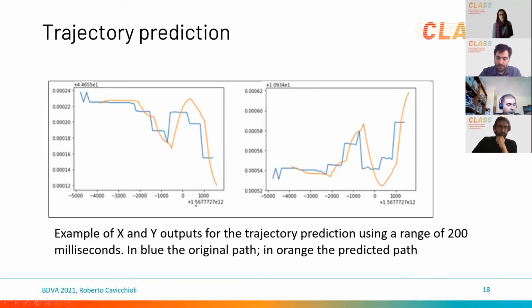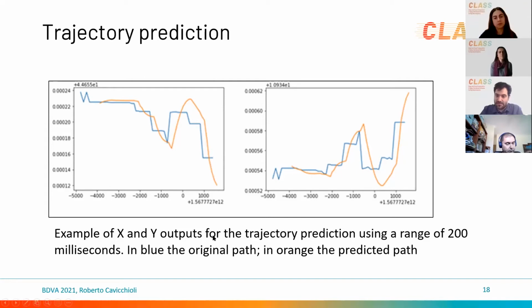Here is an example of the X and Y output of the trajectory prediction, so the GPS X and Y, using a range of 200 milliseconds. In blue, there is the detected path, and in orange, the predicted path. As you can see, the prediction starts only after a while, because we need to instantiate the prediction of the tracking, and then when we have at least some points, we are able to predict where the object is going to be.